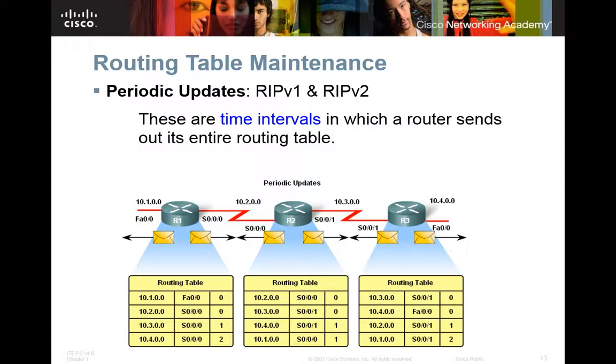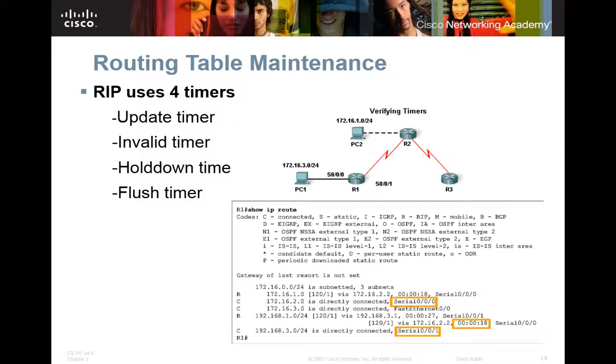RIP and RIP version 2. The difference, you're going to have your periodic updates. We call those time intervals. How long is it going to be before we switch the routing table around? RIP uses 4 timers. An update timer, invalid timer, hold down timer, and flush timer. And now I'm not talking about a toilet.